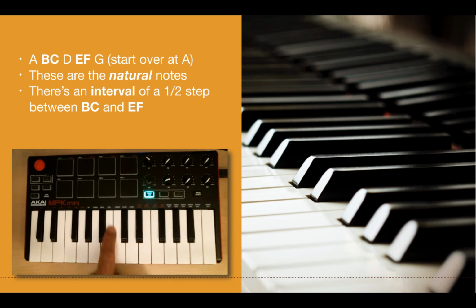Notice that there is no black key between B and C. So that's a half step interval. There's a black key between C and D, so that's a whole step. There's a black key between D and E. There is no black key in between E and F. Okay, so there's a half step interval between B and C, E and F.